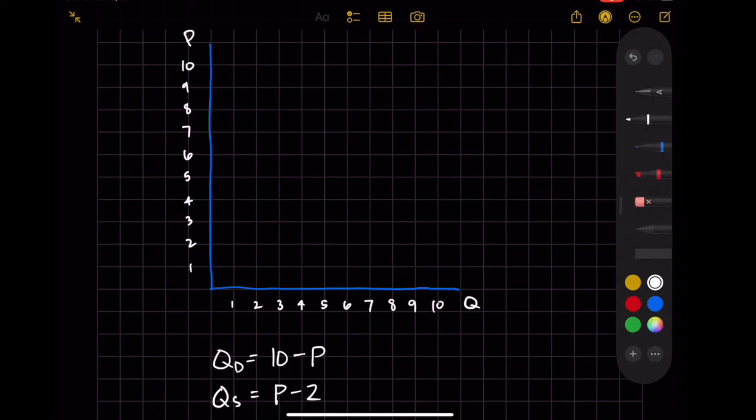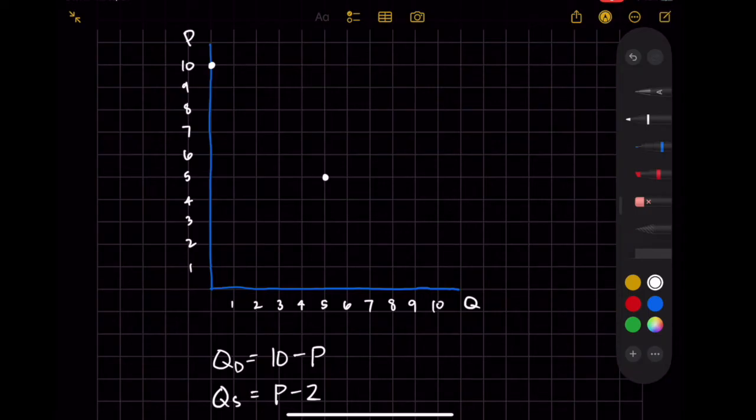So if we look first at this quantity demanded, 10 minus P. Well, if P is 10 here, what would the quantity be? Well, 10 minus 10 is 0. So at the price of 10, the quantity demanded is 0. Good. Let's look at a price of 5. If the price was 5, the quantity demanded would be 10 minus 5, which is 5. So at a price of 5, there will be 5 demanded.